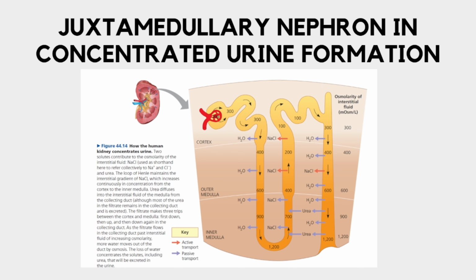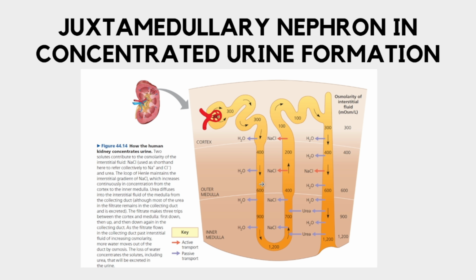Filtrate normally passes from the Bowman's capsule to the proximal tubule, with about the same osmolarity as the blood. Here you can see the osmolarity is normally similar. After the filtrate enters the descending part of the loop of Henle, the osmolarity starts to increase, because water is reabsorbed. Because water is absorbed, the solute concentration is increasing, so the osmolarity starts to increase.